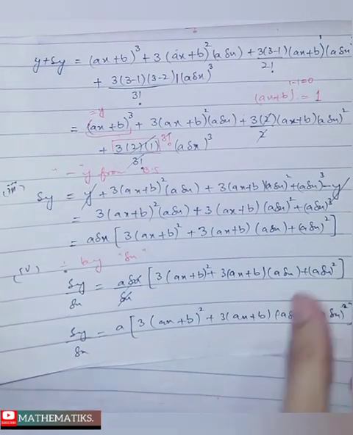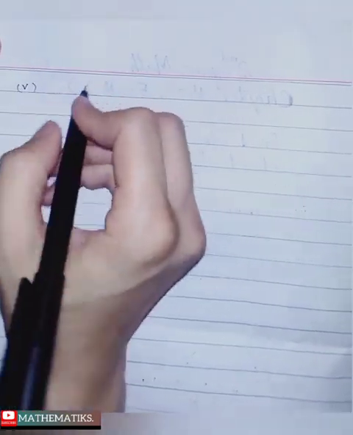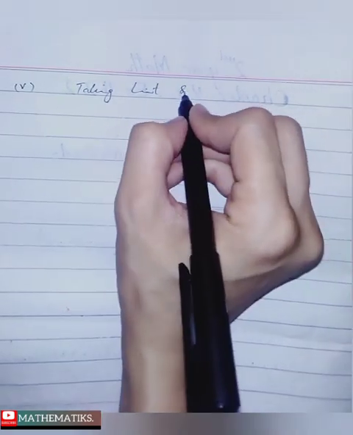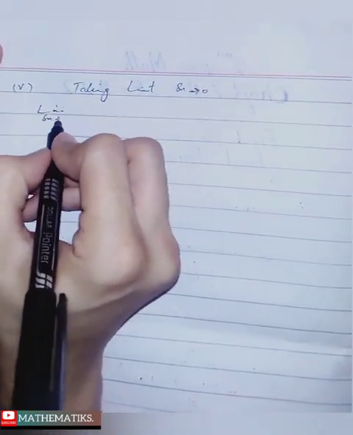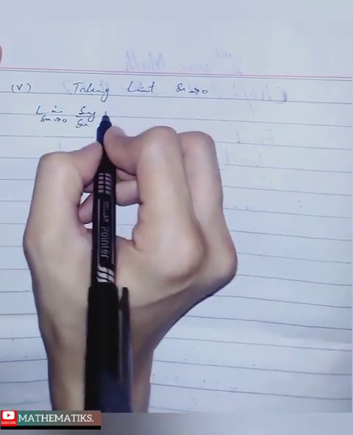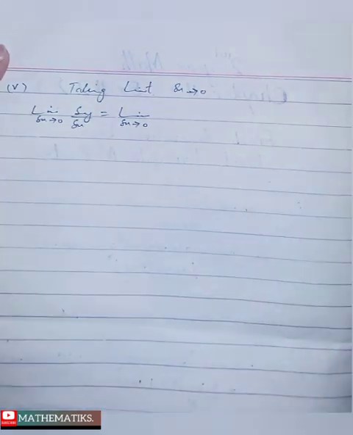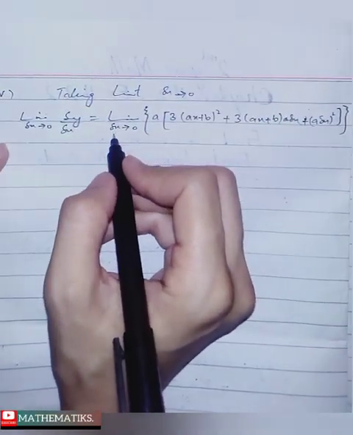Now our last step is to take limit. So our final step number 5 is taking limit. So we take limit partial x approaches to 0 on both sides. So it becomes limit partial x approaches to 0, partial y divided by partial x is equal to limit partial x approaches to 0, our factor. So this is our factor. So we are going to apply the limit partial x approaches to 0.